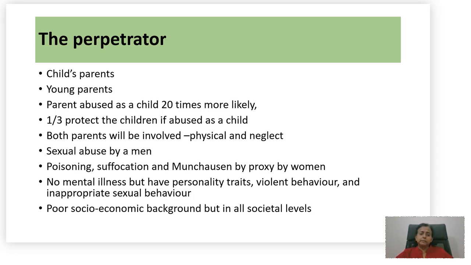Both parents can be involved, especially in physical abuse or neglect. Sexual abuse is usually by men. Munchausen by proxy, where the women inflict injury by poisoning, suffocation, and so on. There may be no mental illness, but personality traits, violent behavior, inappropriate sexual behavior are some of the features or issues that the perpetrator may have.